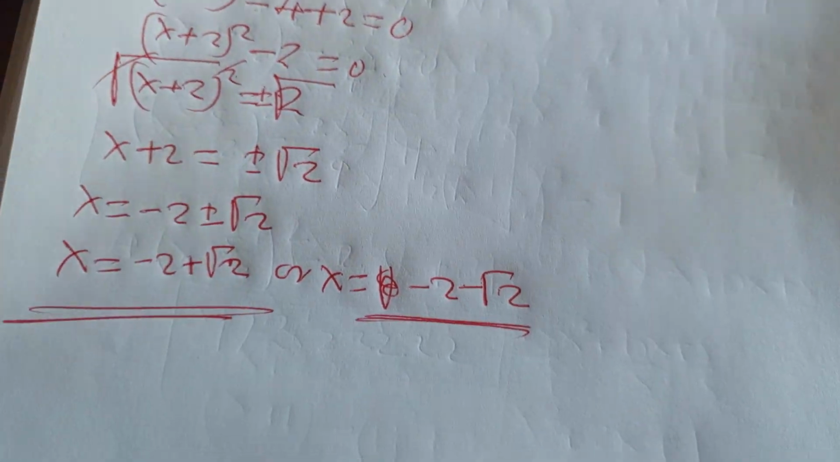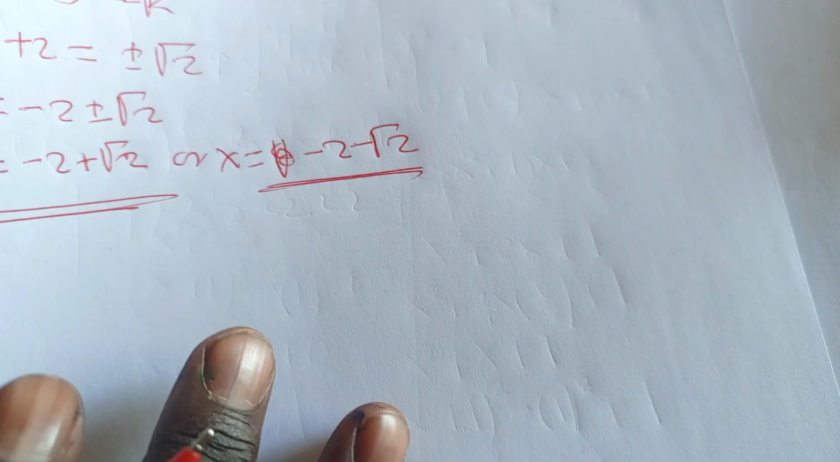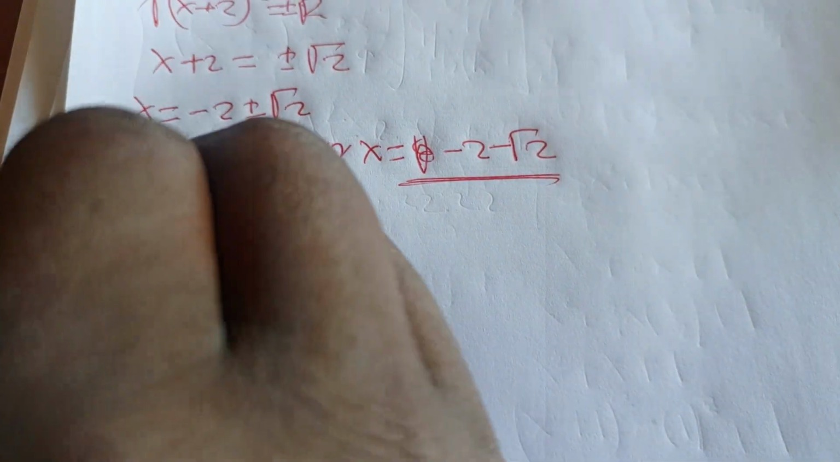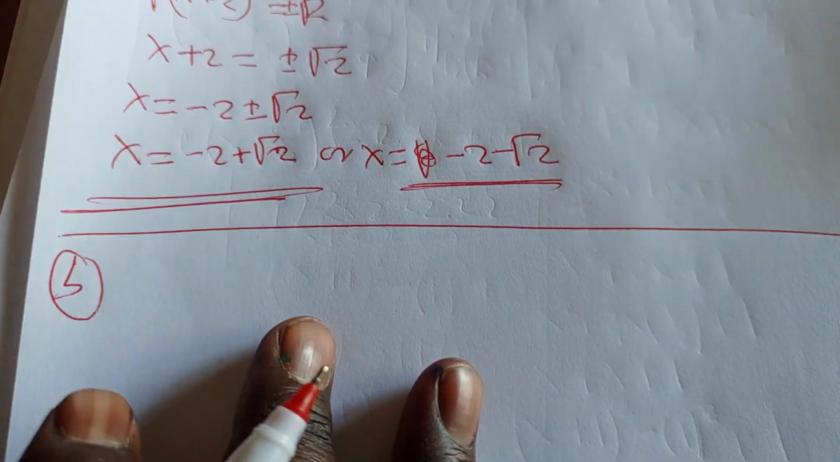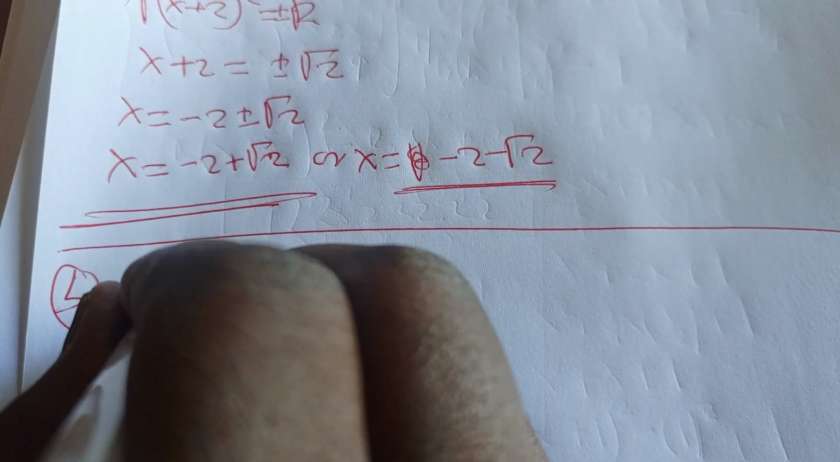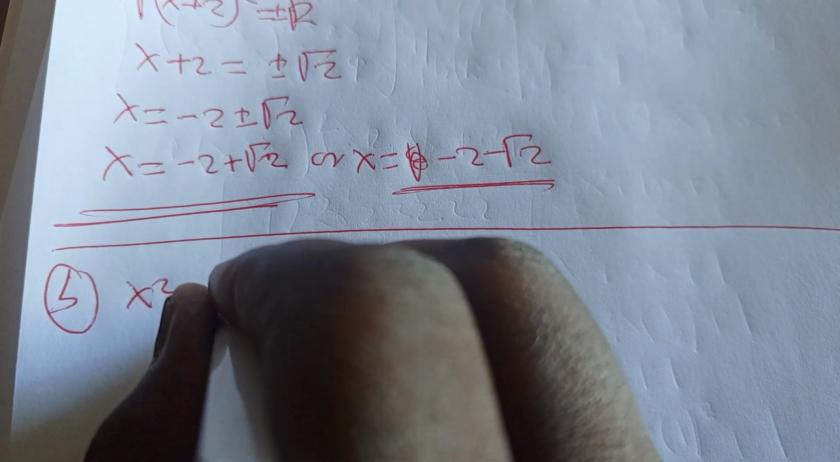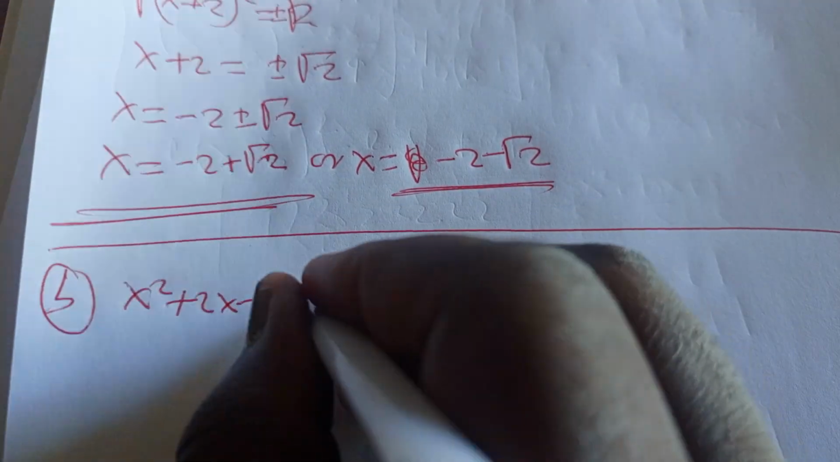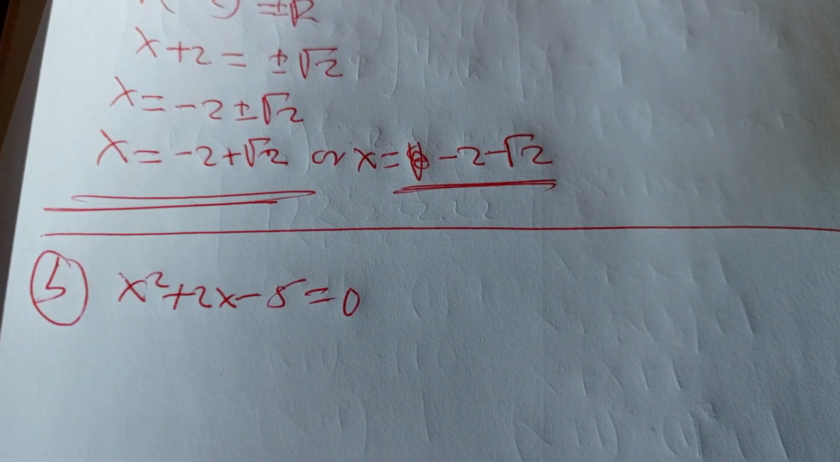Then I'll go to question B. Question B is saying x squared plus 2x minus 5 is equal to 0. So again, I need to solve using what we call the completing the square method.